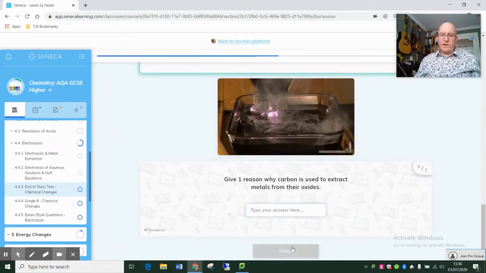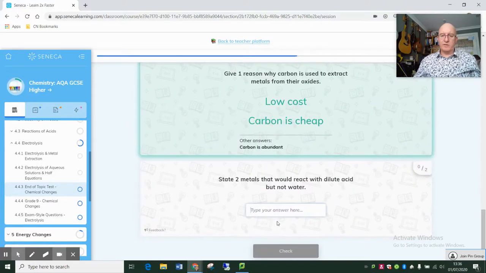Okay, give one reason why carbon is used to extract metals from their oxides. So there's lots of carbon about, it's plentiful and cheap. Let's try cheap. Low cost, and it's abundant.